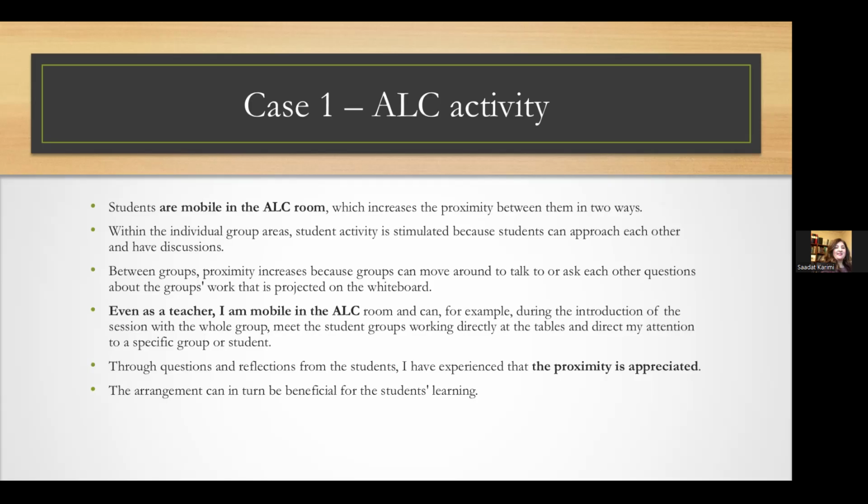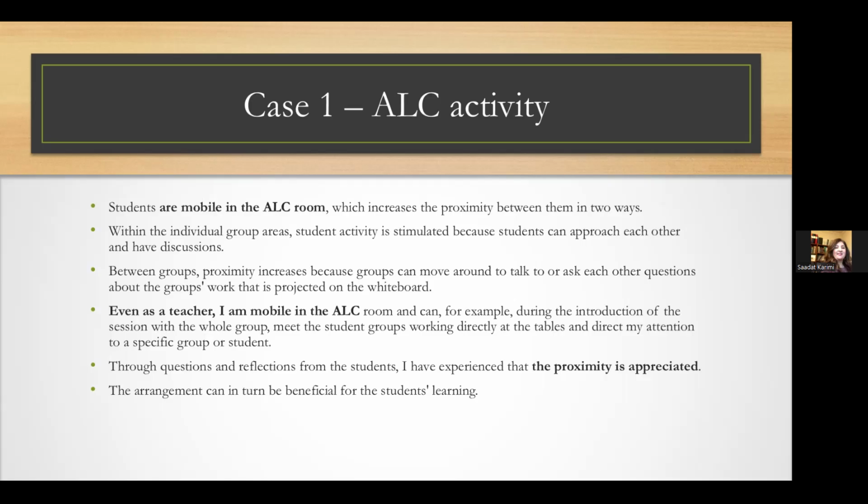Students are mobile in the ALC room, and that increases the proximity between them in two ways. Within the individual group areas, student activity is stimulated because students can approach each other and have discussion. Between groups, proximity increases because groups can move around to talk to each other or ask each other questions about the group's work that is projected on the whiteboard.